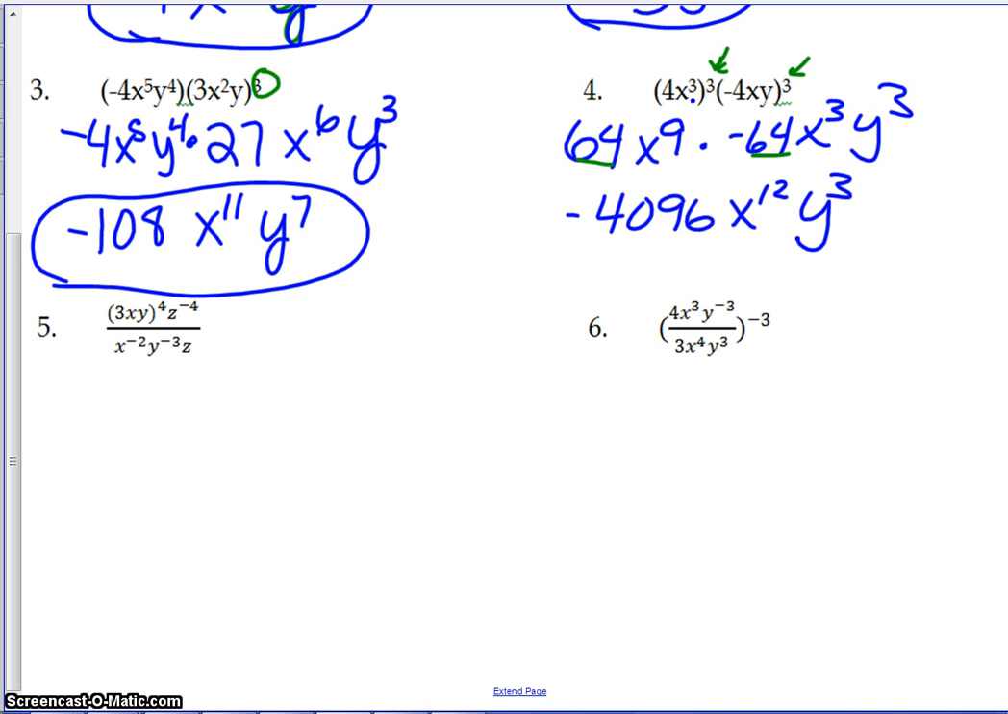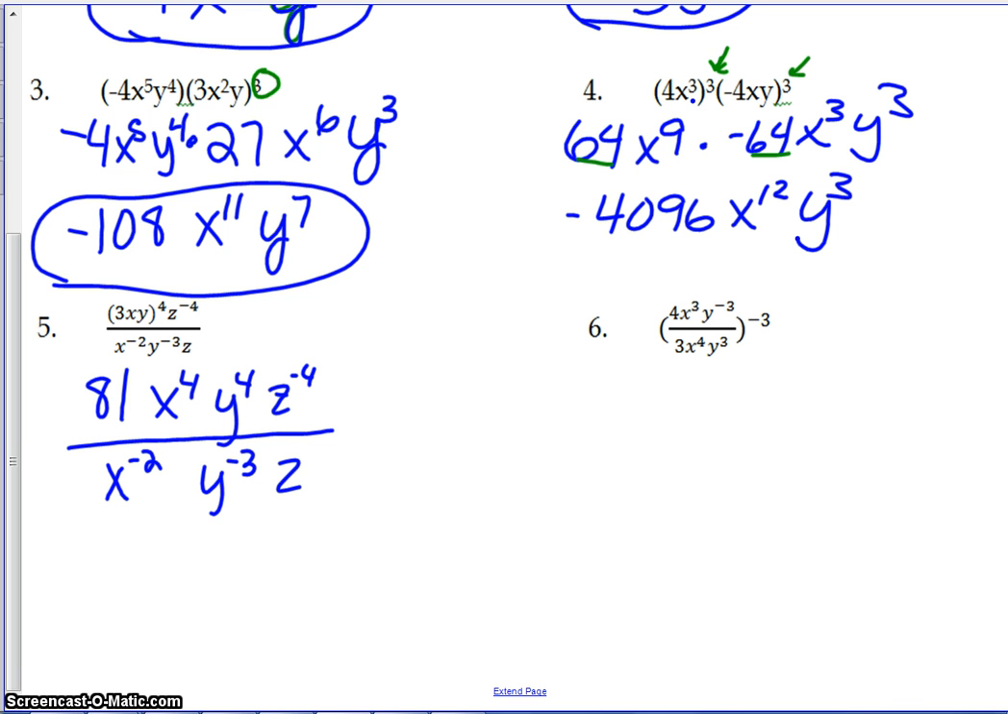Moving on to number 5 here. Again, I'm really looking at all the exponents. So 3 to the 4th power, first of all, is 81. x to the 4th and y to the 4th. Now I'm going to write my z to the negative 4th. I have my x to the negative 2, my y to the negative 3, and my z.